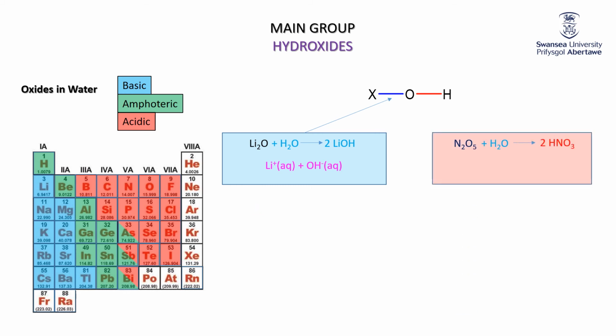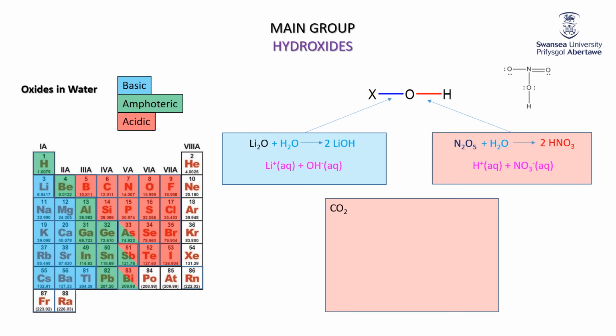Conversely, if we take a nitrogen oxide, in this case I'm going to do N2O5 because I like it more, react that with water, then we make nitric acid. If you remember the formula of nitric acid, it's that there. Put nitric acid in water, we get H plus and NO3 minus, so it's breaking that OH bond here. So when it's a basic oxide in water, the bond between the element and the oxygen is going to be broken. When it's an acidic oxide in water making the hydroxide, you break the bond between the O and the H.